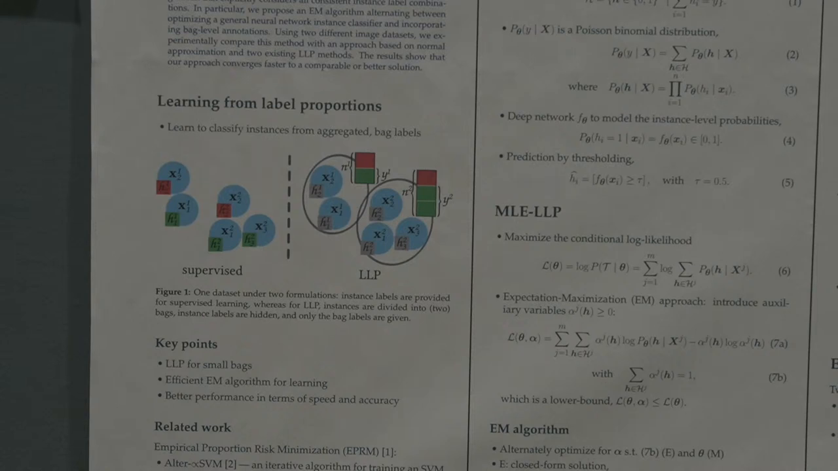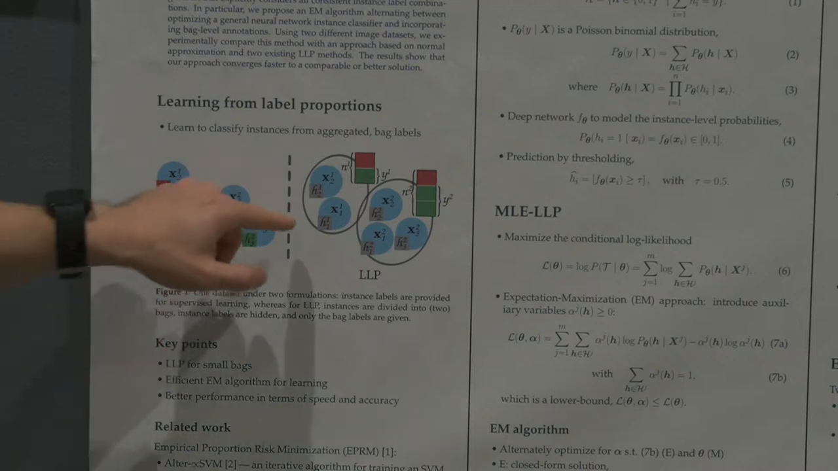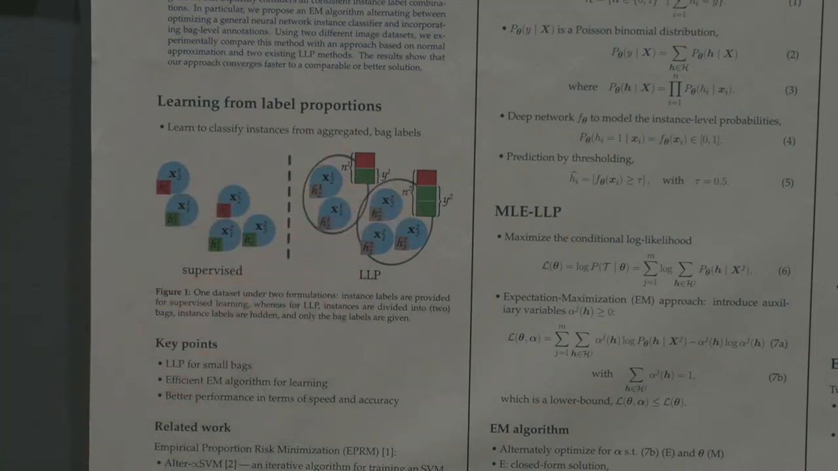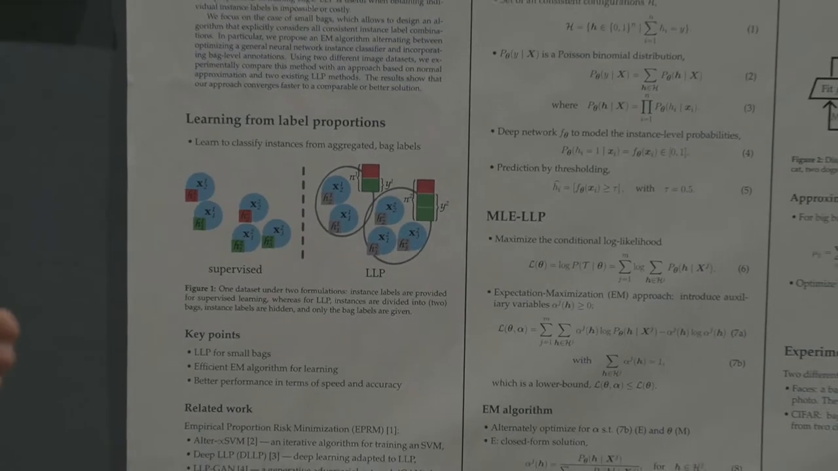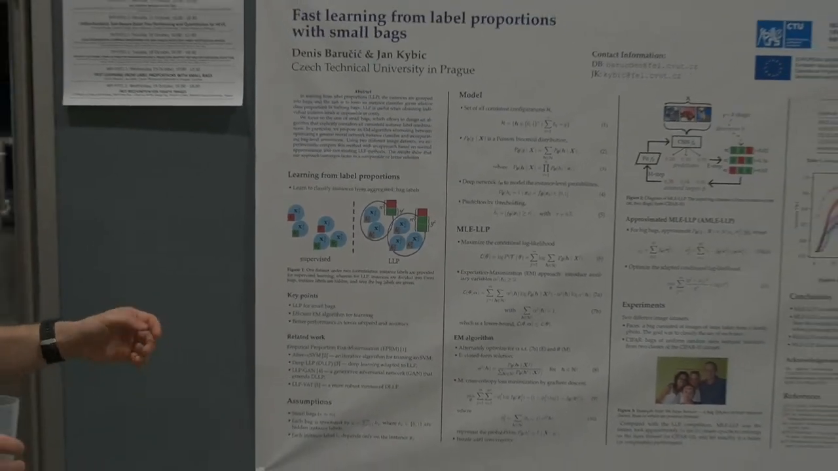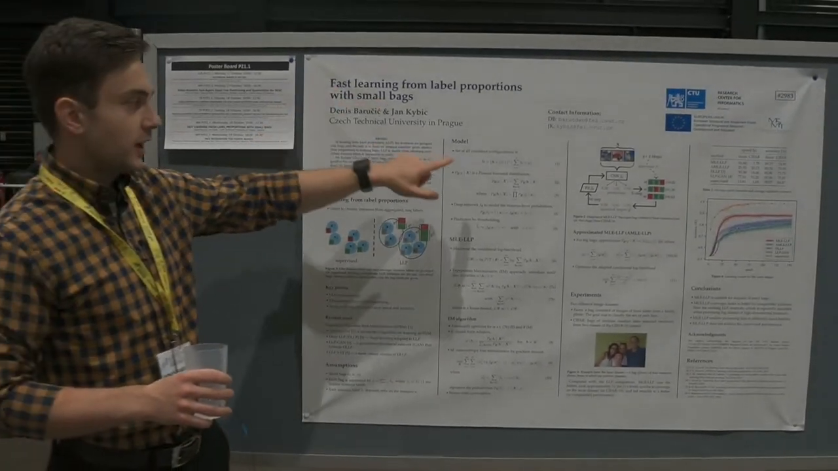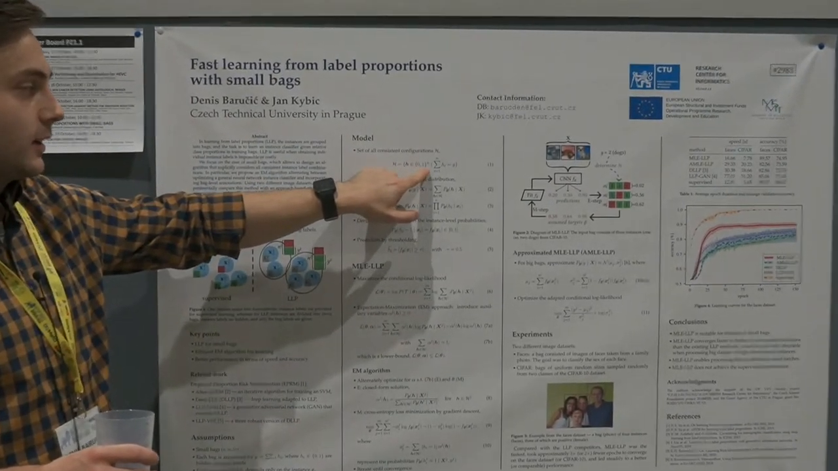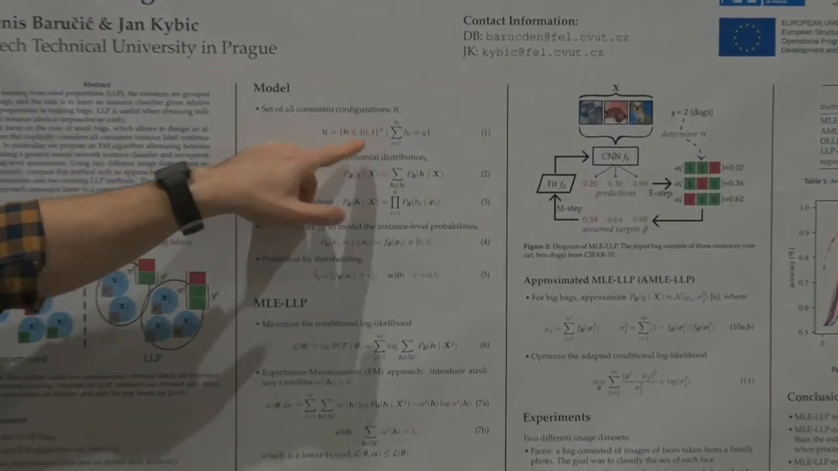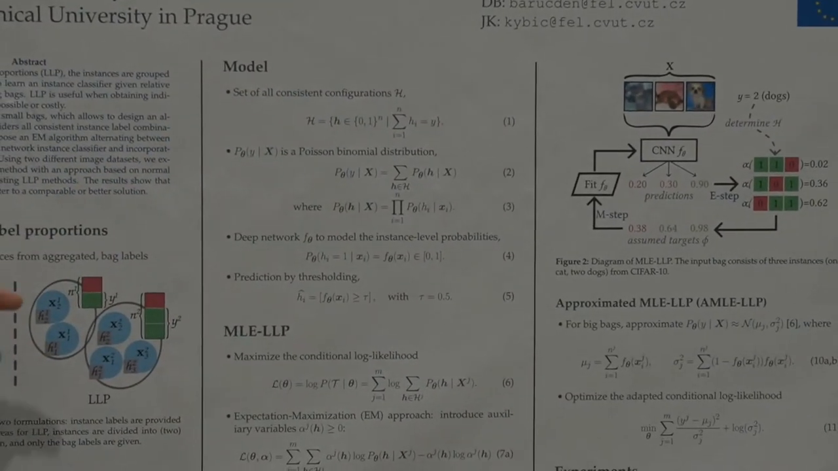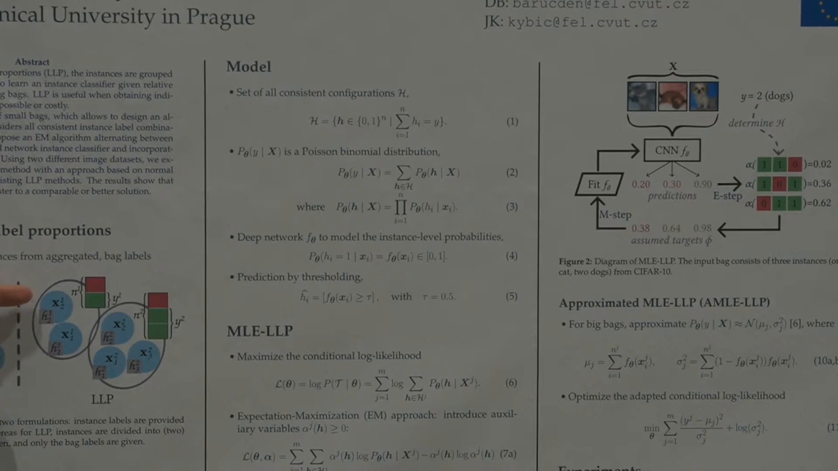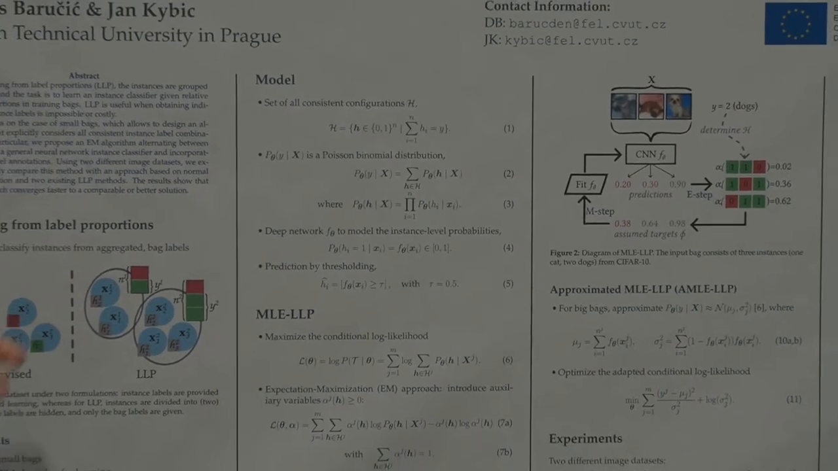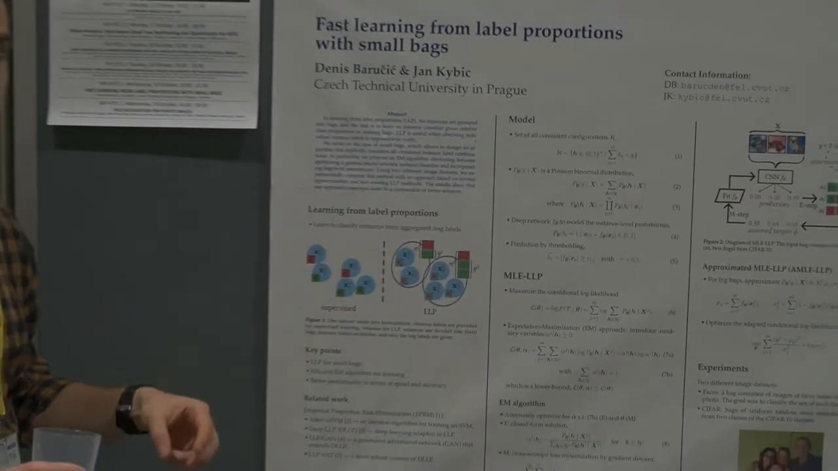And we are also focusing on a particular case of LLP, where the bag sizes are very small. So it is like 1 through 12 instances per bag. And this assumption allows us to generate, for each bag, the set of possible labelings. So for example, as I said, here the possible labelings are positive negative or negative positive.